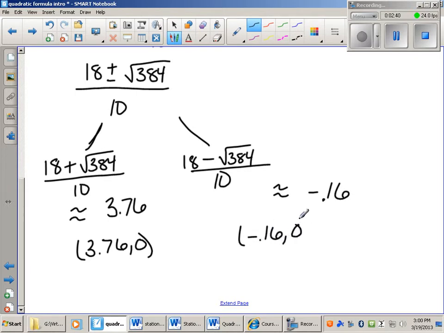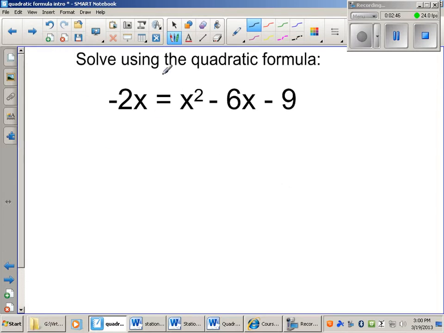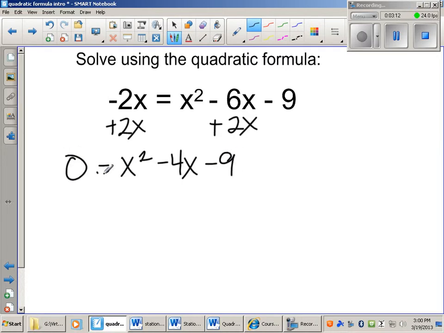So we'll work through one more of these real quick. This one is a little different than the first one because we're not equal to 0. So the function's not equal to 0, and we need to get it equal to 0. So I would add 2x to both sides, and I'm just going to write this plus 2x under the right term that I can combine it with, which would be the negative 6x. So I have x squared minus 4x minus 9, and that's equal to 0. So that's good. Now I can pick out my a, my b, and my c. So a is 1, b is negative 4, and c is negative 9.